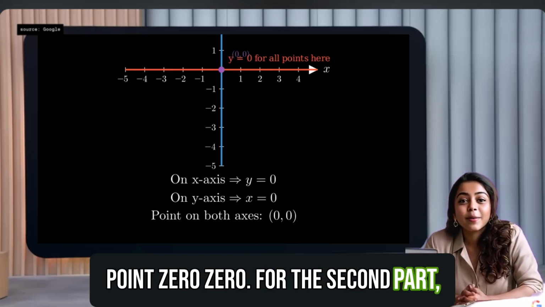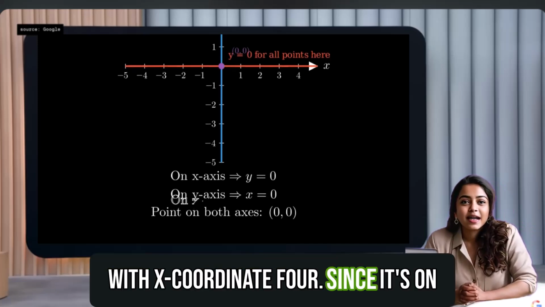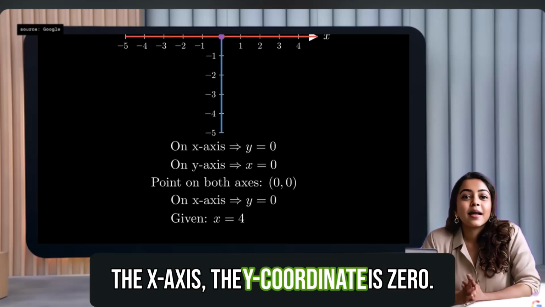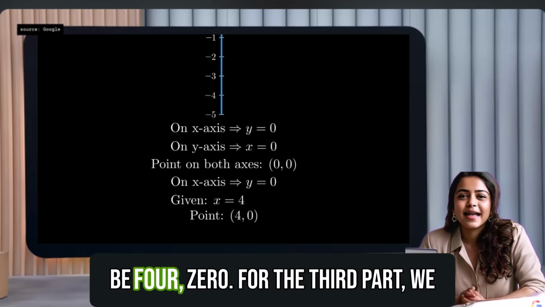For the second part, we need to find a point on the x-axis with x-coordinate 4. Since it's on the x-axis, the y-coordinate is 0. With x equals 4, the point must be (4, 0).